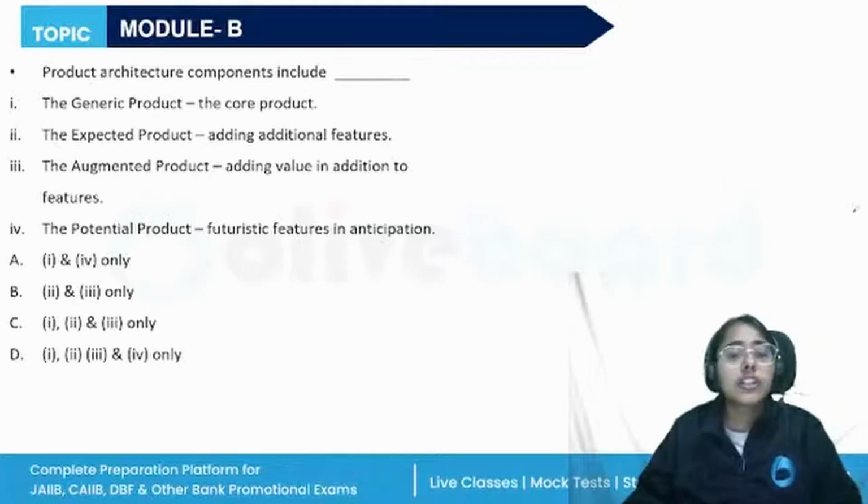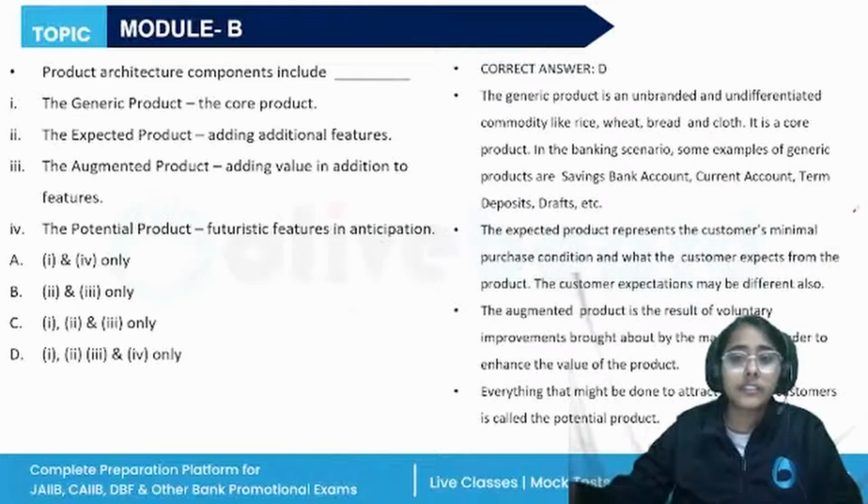Product architecture components include what type of products offered by the banks? The generic product, which is the core product; the expected product, with additional features; the augmented product, adding value in addition to the features; and the potential product, which is futuristic features in anticipation. So we do have four types of products, and the correct answer will be option D. Option D. All of these are correct.